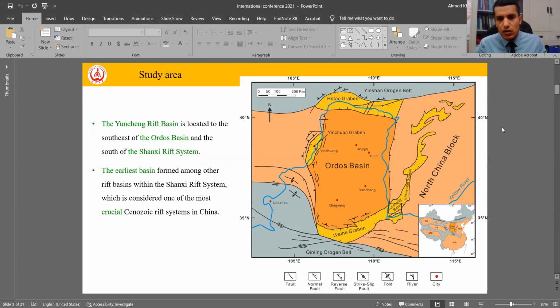Cuizhuang formation source rock is located in the Yuncheng Basin, which is one of the basins within the Shanxi Rift system. The Yuncheng Basin has been propagated during the early Miocene, and the whole rift system propagated during the Cenozoic. The Yuncheng Basin is located also to the southeast of the Ordos Basin, which is the second largest sedimentary basin in China.